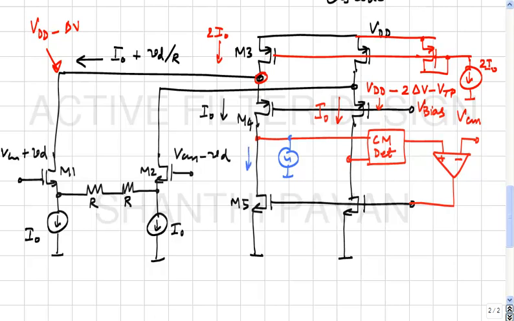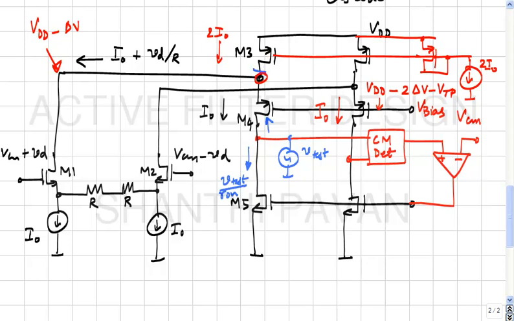There is clearly one part of current which is nothing but V test by RON, where RON is the output impedance of M5, okay. There is another current flowing through the drain of M4, okay. And what do you think that is? Why will it be very small? To find the output impedance looking in at M4's drain, one must realize that the source of M4 is not grounded, right.